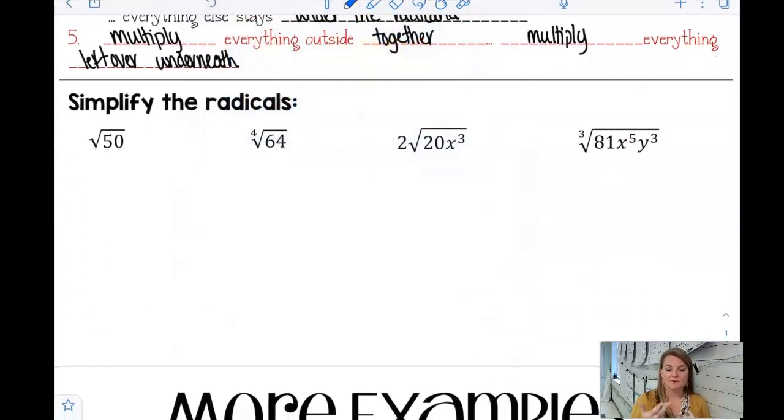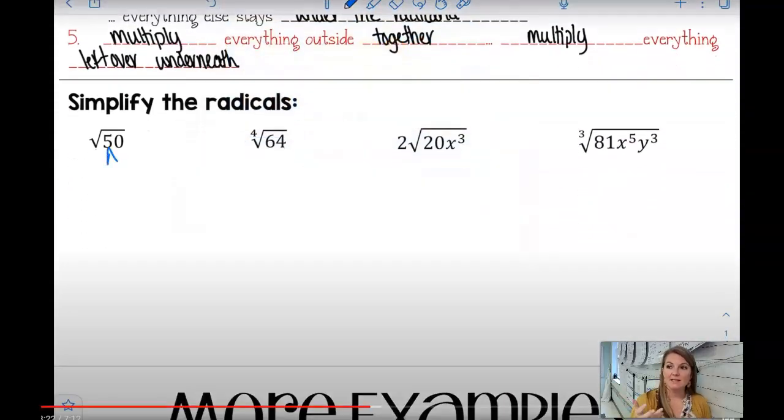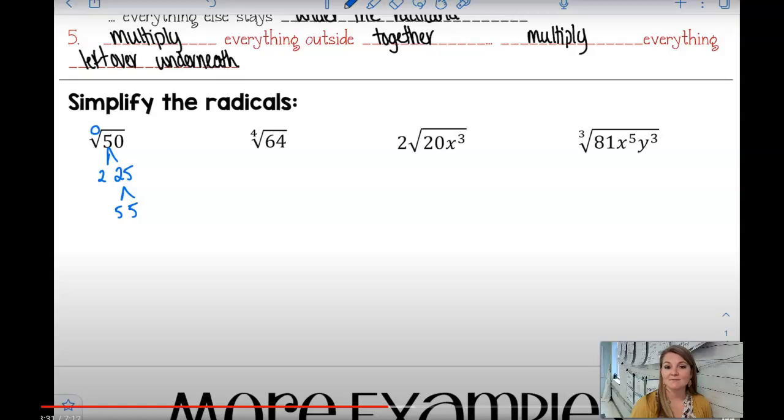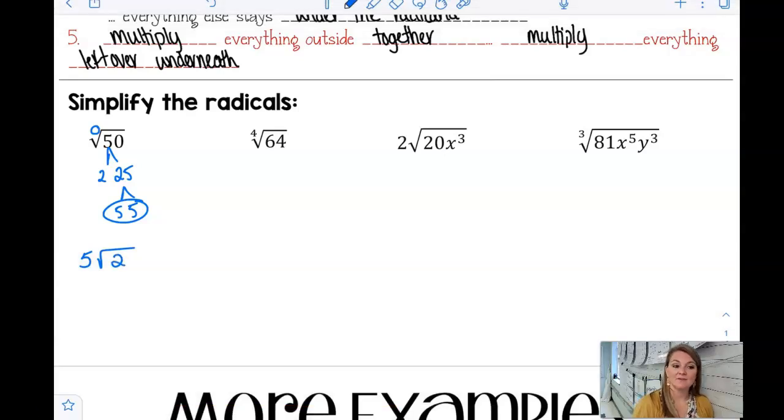So first example, square root of 50. 50 is even, so I'm going to go with 2, so that is 2 and 25. And 25 is 5 and 5. I'm going to circle my groups based on my index. Now my index is invisible. So an invisible index means that my index is 2. So I'm going to circle my doubles. I do have a double. My 5 is a double. So my groups go on the outside. My leftovers go underneath. So the one thing I had left over was the 2.